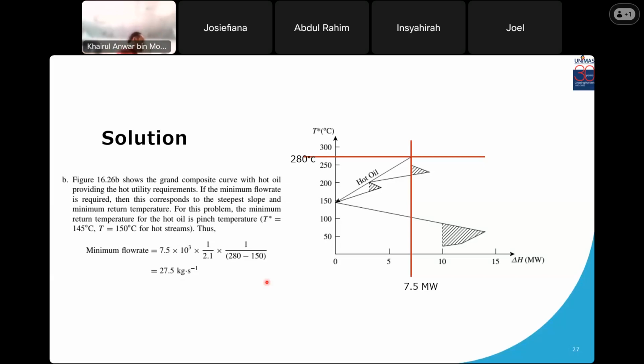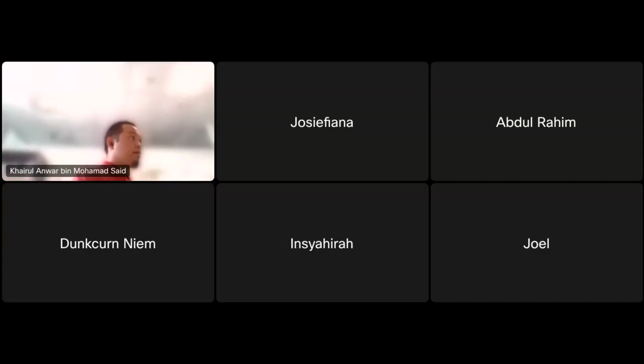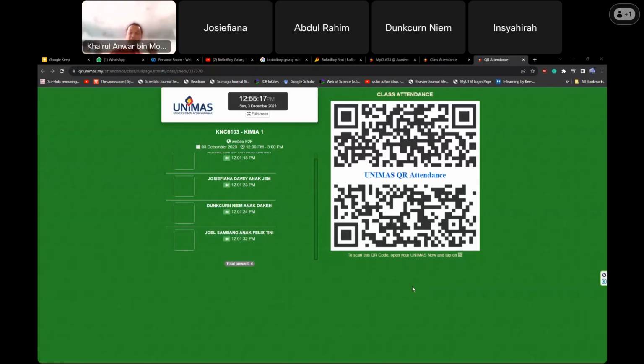Next is about the method used. This topic is 5, quite easy. It's about how to design the heat exchanger network system from data from the composite curve.